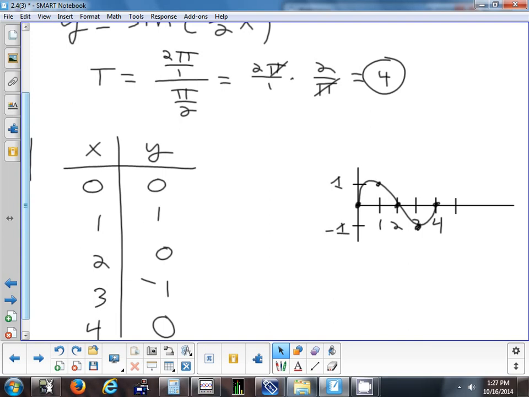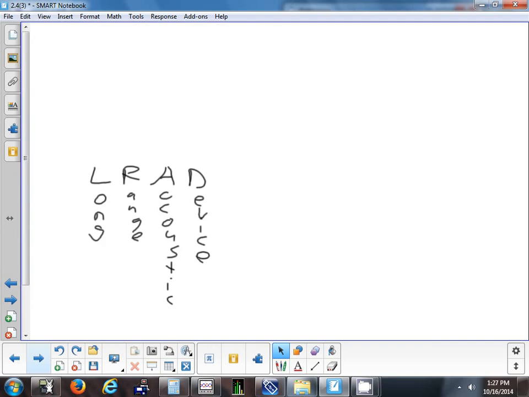The first one is a device called an LRAD. Anybody ever heard of an LRAD before? Okay, what do you know about it? I just think I've heard it. You've just maybe heard the term before? So LRAD stands for long-range acoustic device.